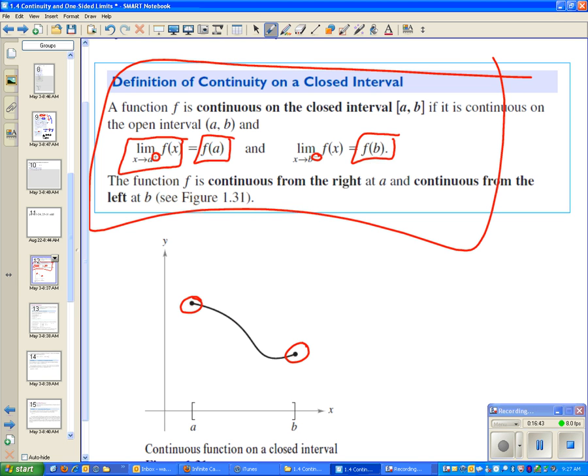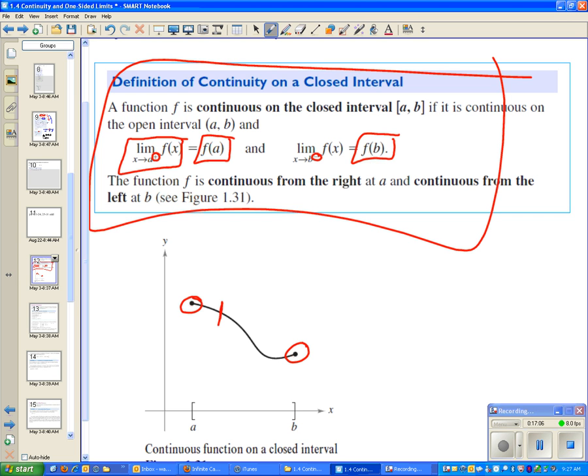Okay? Because remember continuity, just pick a point in here, call it C. The function is continuous at C if those three conditions are met. The limit as x approaches C exists, the value of f of C exists, and the limit as x approaches C equals the value at C.